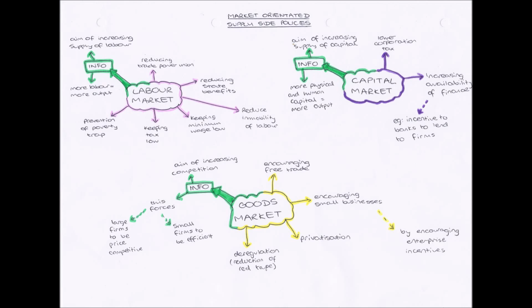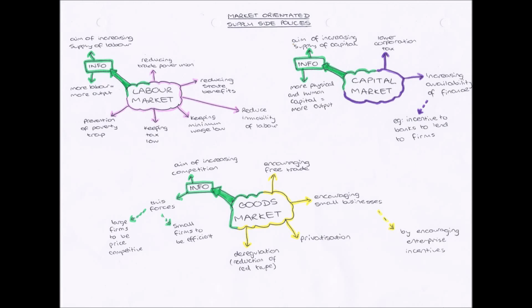Our next supply-side policies are in the capital market. These have the aim of increasing the supply of capital. So if we have more physical capital, more machinery, more human capital, so better trained and educated workers, we will be more efficient, we will produce more, there will be more output and therefore greater levels of economic growth.